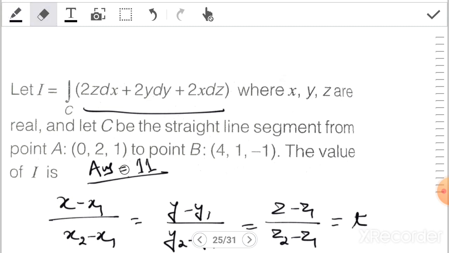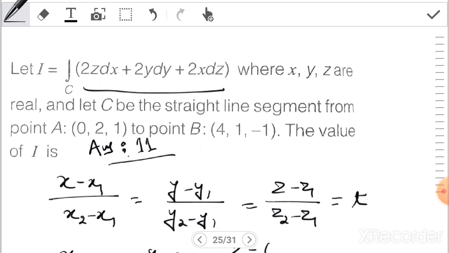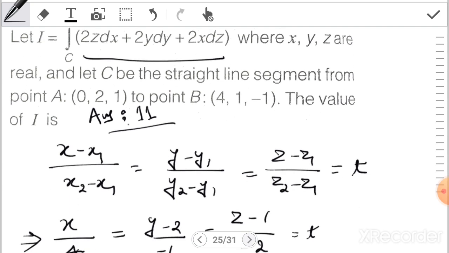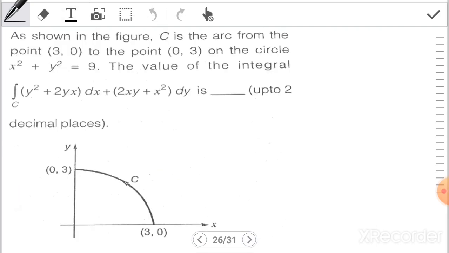Right? Okay, let's go to the next problem. As shown in the figure, C is the arc from point (3, 0) to the point (0, 3) on the circle with radius 3. The value of the integral is, okay.